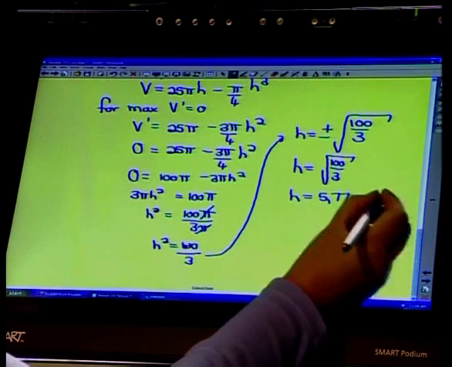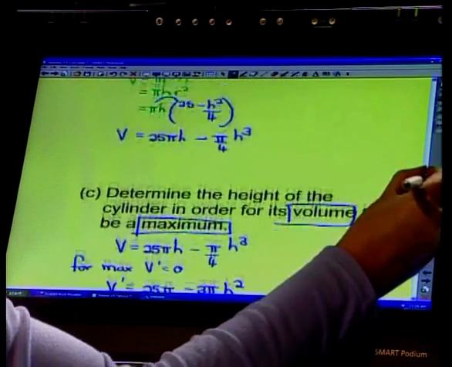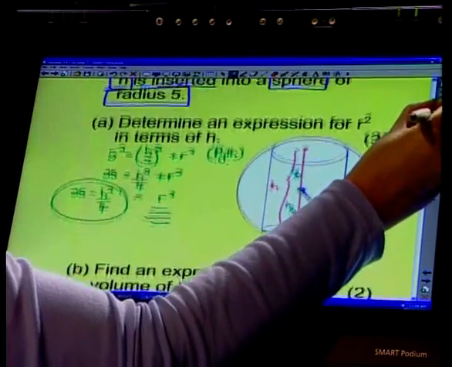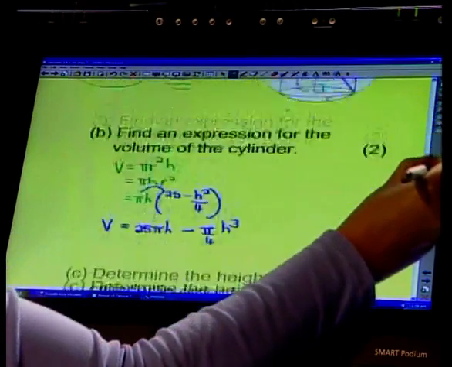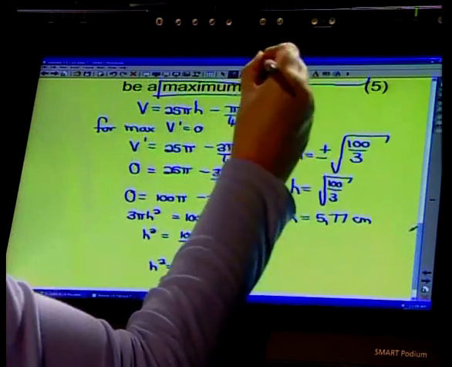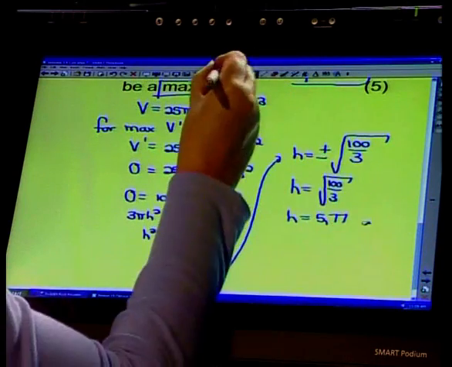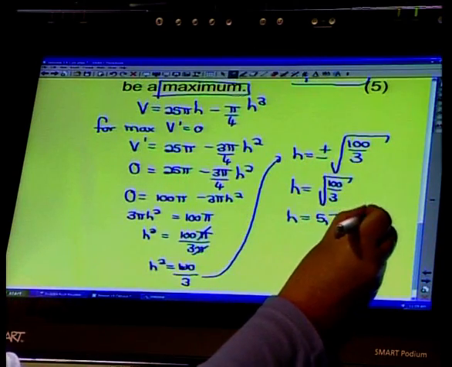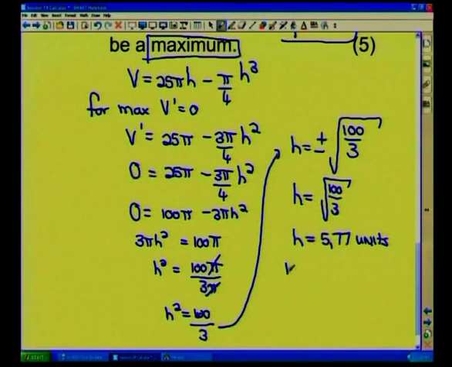Okay, and I think it was in centimeters. Let me just check if that was the right unit. I actually don't know if we gave you a unit. No, it just said 5, so we don't know what the unit was, so we wouldn't say centimeters. We would just say units. If they had said to 1 decimal place, you would have answered H is 5,8 units.